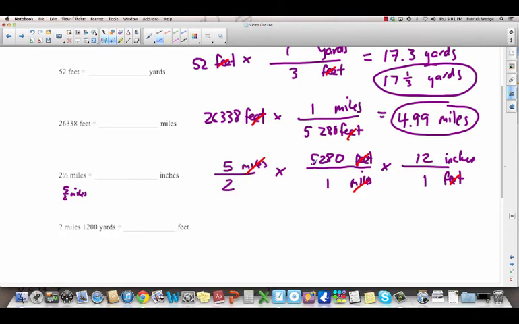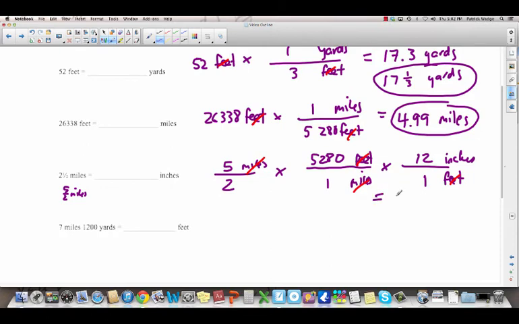5 divided by 2 times 5,280 divided by 1 does nothing, times 12 and divided by 1 equals nothing. Order doesn't matter when you multiply and divide, so what you might want to do is 5 times 5,280 times 12 divided by 2. And you're done. You don't need to divide by 1 and divide by 1 because dividing by 1 doesn't change anything.